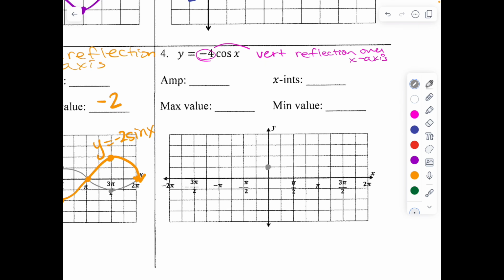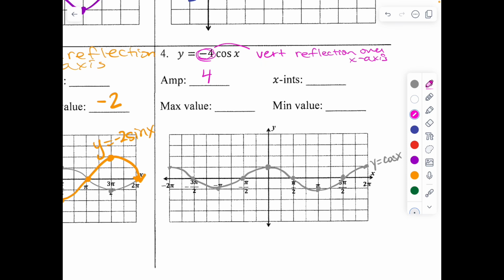Let's sketch one cosine graph the way it normally would be. Notice that we've got enough on the right and the left to do 2 full periods, okay? So again, this is y equals regular cosine x. So let's go ahead and sketch -4.